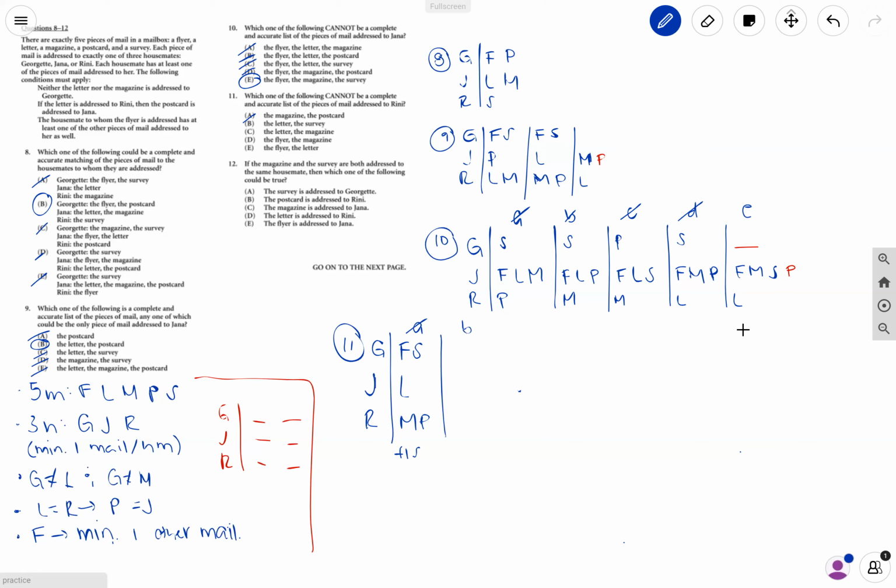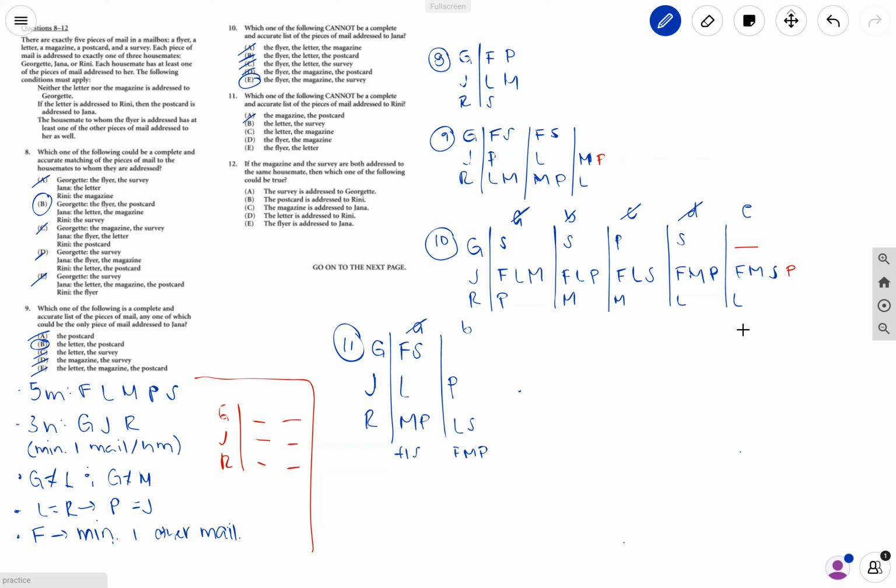Then I check B. If I put L and S here, I have F, M, and P left over. Oh, I plugged into the wrong person. I'd have to put L and S over here. I'm so sorry. L and S to R. And then I still have F, M, and P left over. So I see where I plug that in. So if L goes to R, I know that P has to go to Jana. And then I have F and M left.